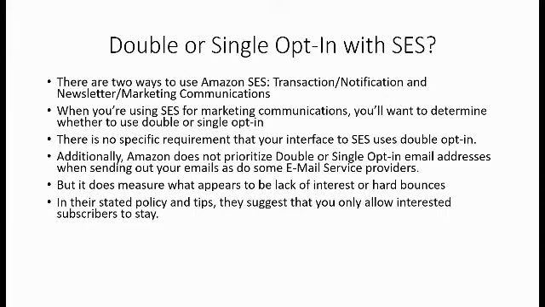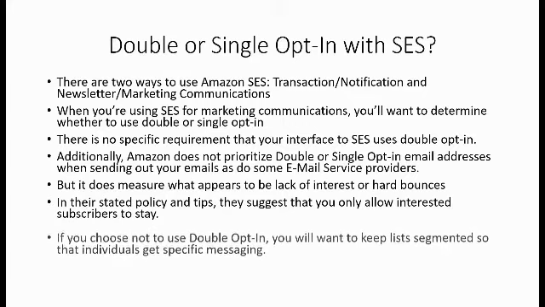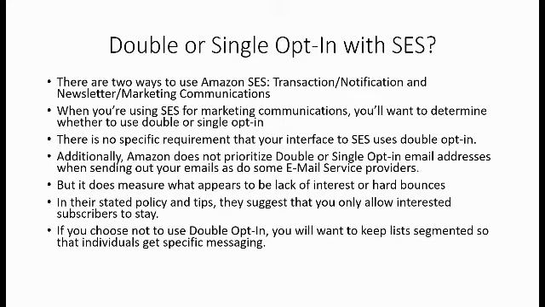It's their stated policy and tips that they suggest that you only allow interested subscribers to stay, and that would indicate that you are using double opt-in because they've gone through the second level of trying to get into your email marketing list. Now, if you choose not to use double opt-in, you will want to keep your list segmented so the individuals get specific messaging to the reason that they actually opted in.